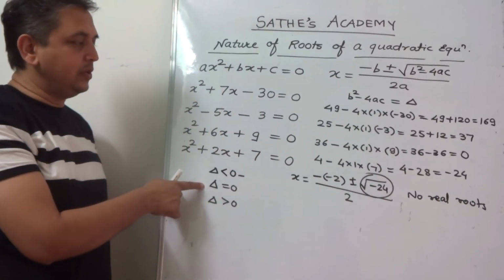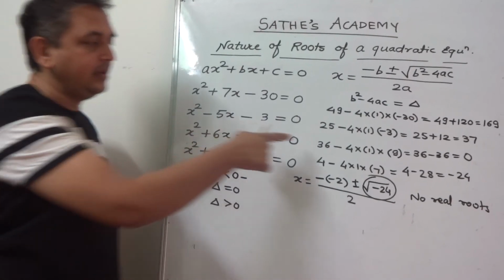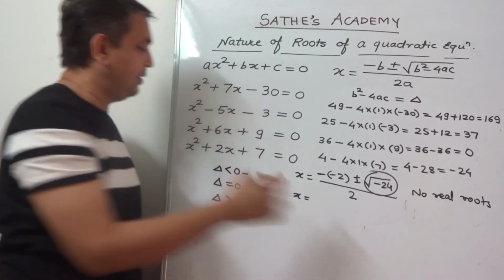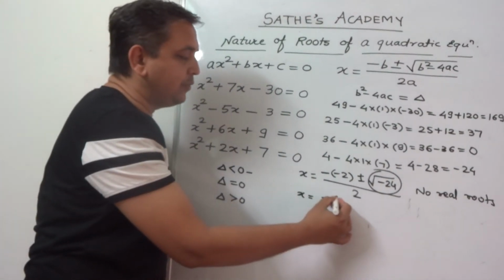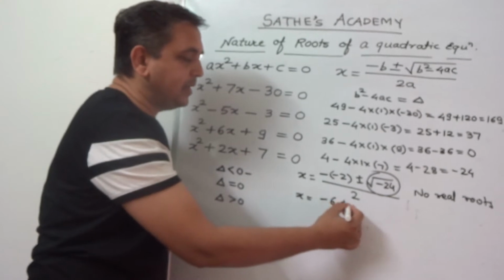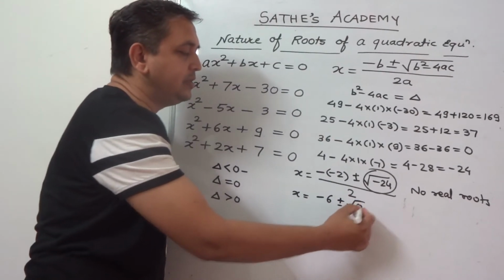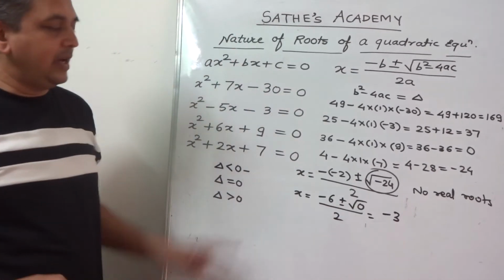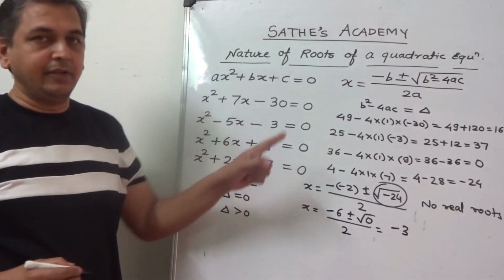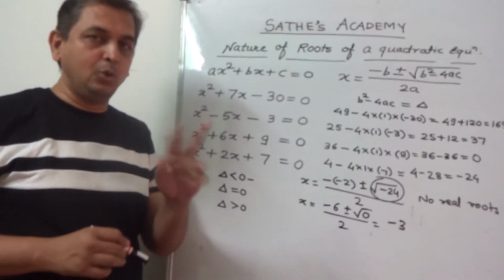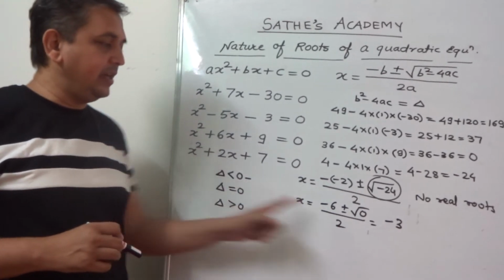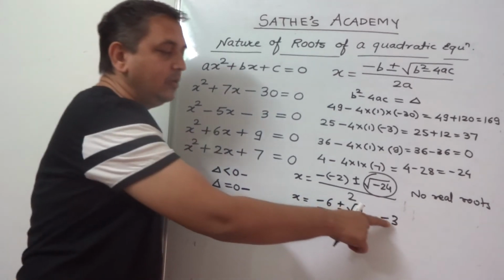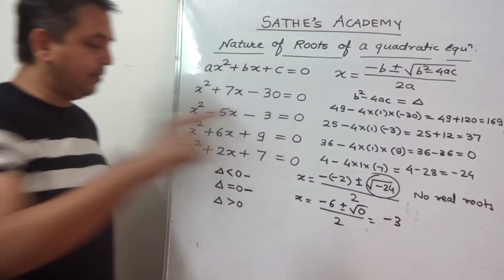If delta equal to 0, this is in the case 3, delta is 0. If we try to find the solution, we get x equal to minus of b is 6 plus minus root of 0, that is 0, upon 2, that is equal to minus 3. So we are getting a unique solution for this quadratic equation. We know a quadratic equation can have two roots, but here we are getting only one root. So if delta is equal to 0, then we get only one root. So we say real and equal roots.